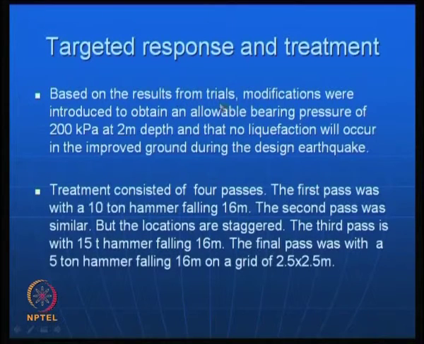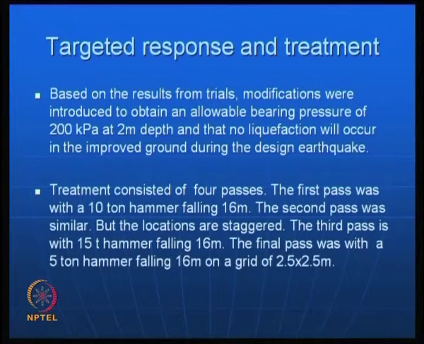based on the results from the trials, modifications were introduced to obtain the allowable bearing pressure of 200 kPa at 2 meters depth. This is what they wanted. The other requirement was that no liquefaction should occur in the improved ground during an earthquake. In fact there is a standard rule that if the SPT value is about 25, then liquefaction will not occur, which means there is a very good density.